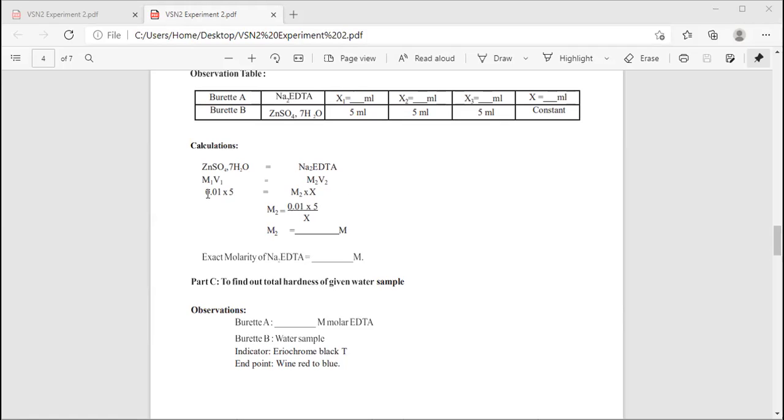So M2 is equal to 0.01 into 5 divided by 5.2. Calculate how much is M2. Let's calculate. 1.8 into the power minus 3. 0.0018. Is it? Yes, ma'am. Okay, so it is 0.0018. Check it once again. So this is our first part, standardization of EDTA, in which we have to find out the exact concentration of EDTA when you are performing the experiment.